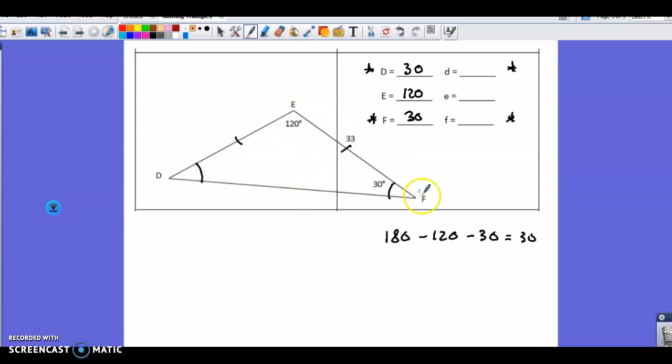So if EF, if this is D, is 33, then F has to be, without any kind of trigonometry, that has to be 33. Now, I don't know what E is until I use law of sines, but you can figure out one of them that's not marked because of the equal angles.